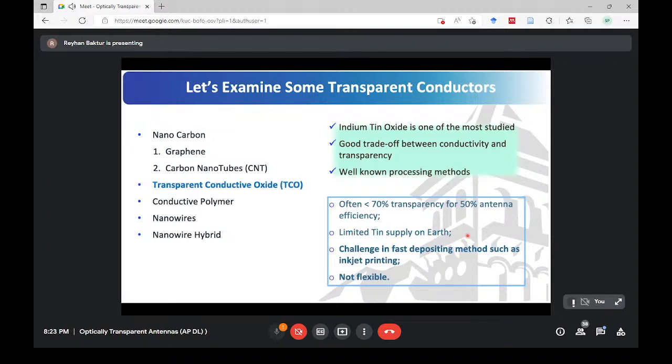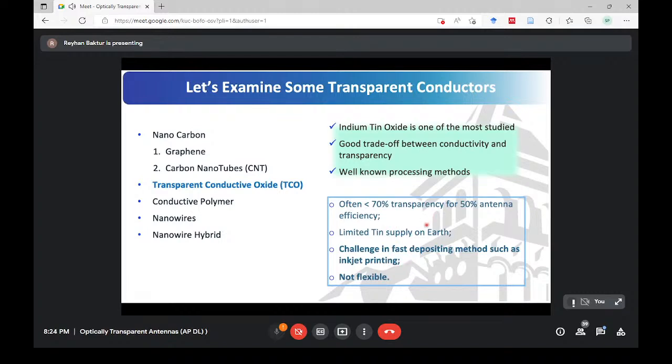All right, so they have to be deposited mostly in clean room settings, such as sputtering, etc. So it's not as easy. You can't produce it as easily as just inkjet printing. And with that said, this material can also be on the brittle side, so you can't really print it on a very flexible surface. Overall, great material.